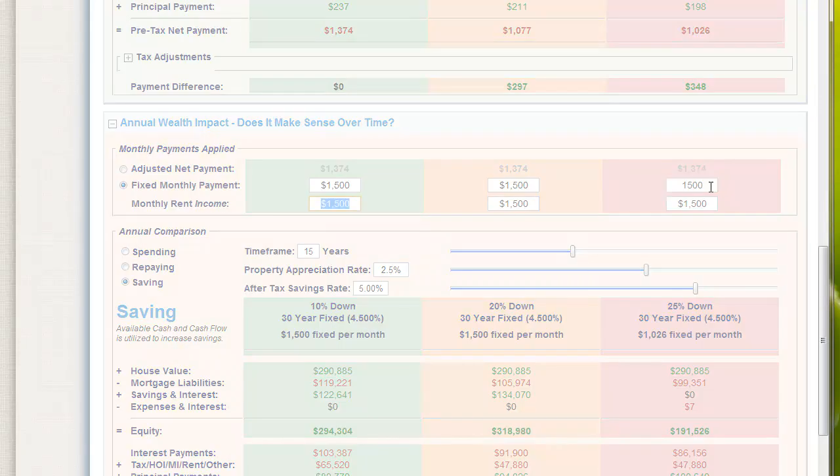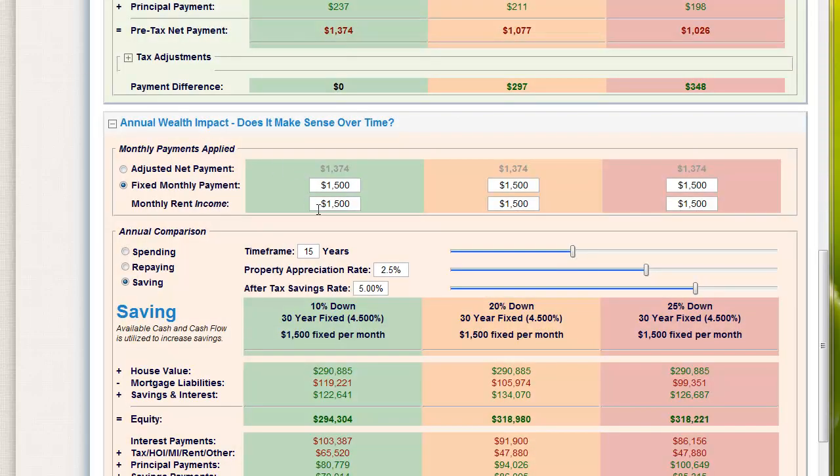Now again, I could use $1,374, $1,077, and $1,026. That will still do the accurate math analysis for me, but it doesn't do an accurate logic analysis because I'm now comparing totally different payments in each scenario. Now the other thing I want to do is the client is going to rent this property for $1,500 a month. So this is kind of cool.